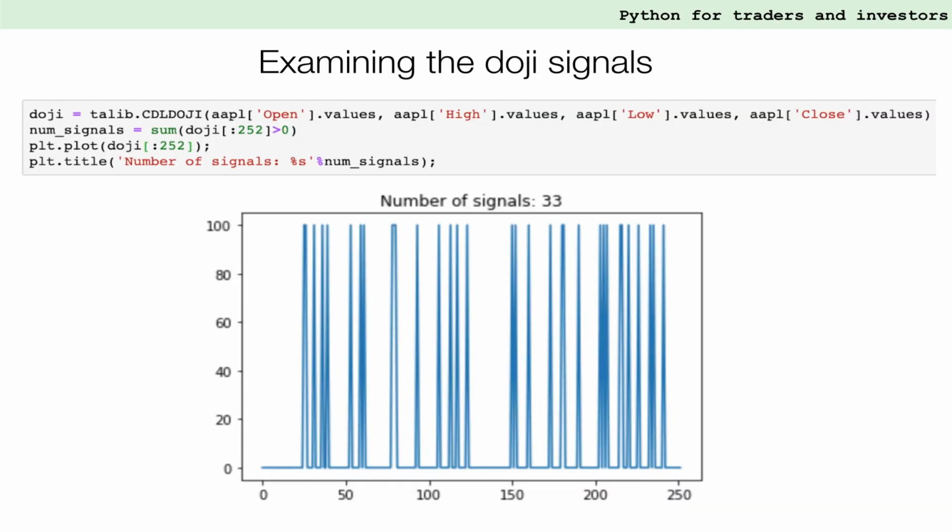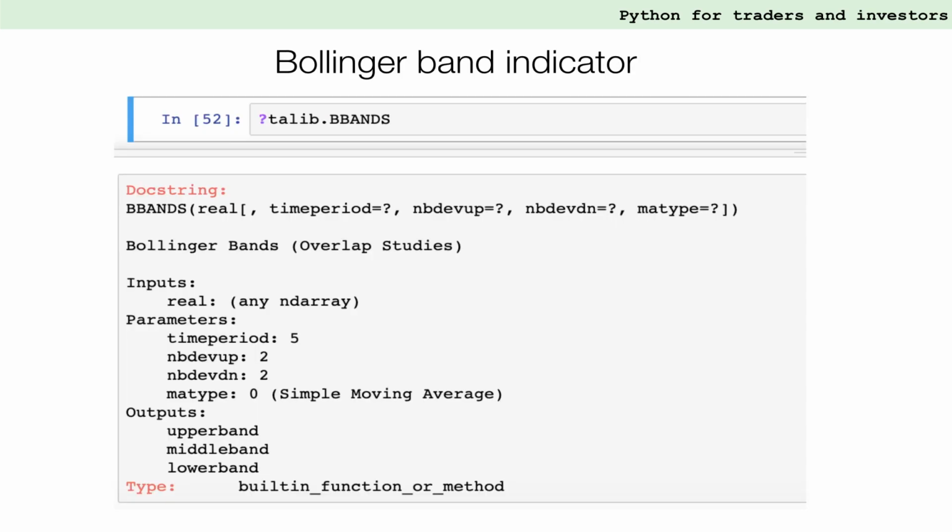From our plot, we can see that in the course of 1 year between May 2015 and April 2016, we get 33 signals. Some indicators return multiple values, such as the Bollinger Band indicator or B bands. Let's see what it's got. Question mark talib.BBANDS. Notice that it outputs three values: upper band, middle band, and lower band.